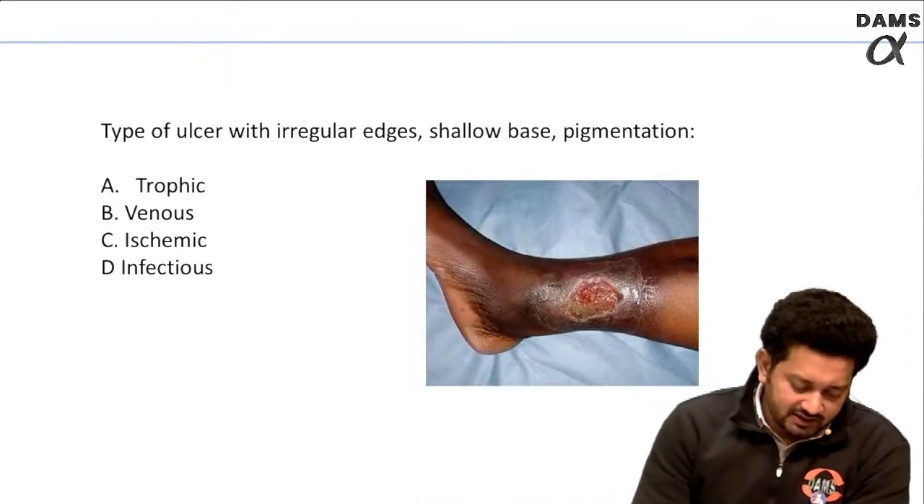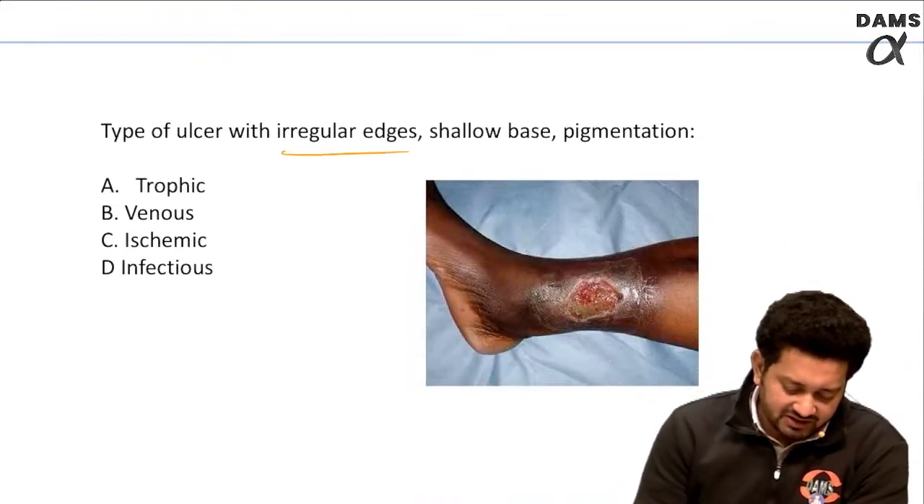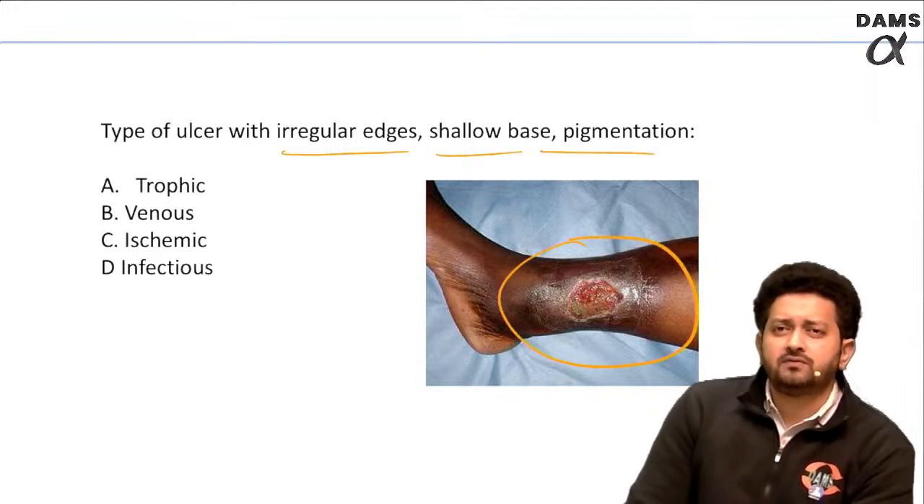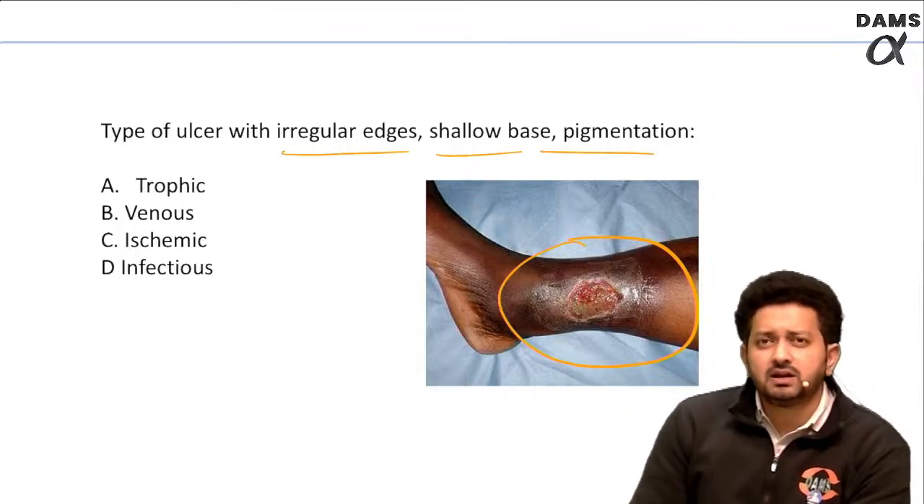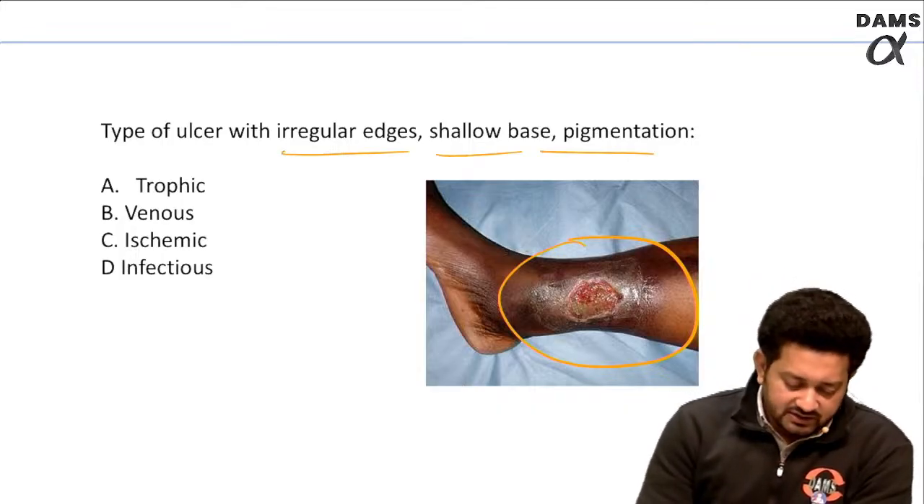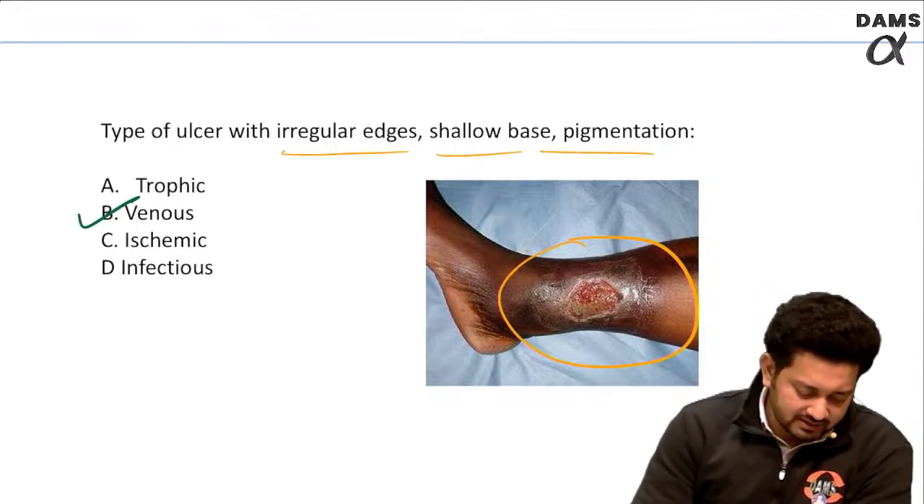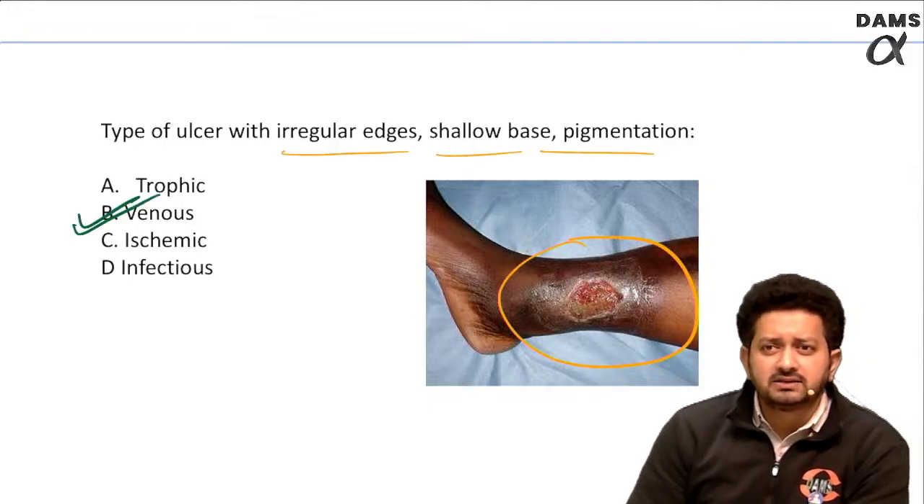Again, a very easy question. Irregular edges, shallow base, pigmentation. So an ulcer in this typical site of the gaiter area, lower one-third of the leg, medial aspect, with a shallow sloping edge. This is a venous ulcer.